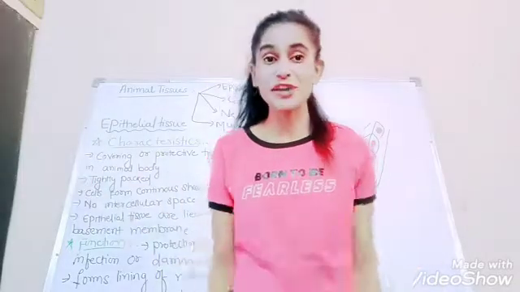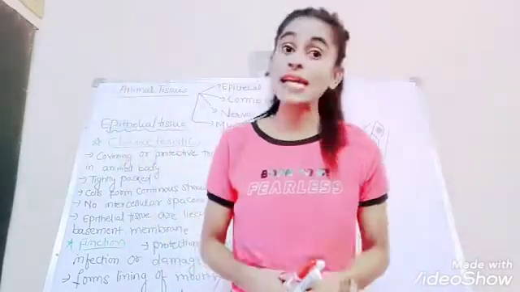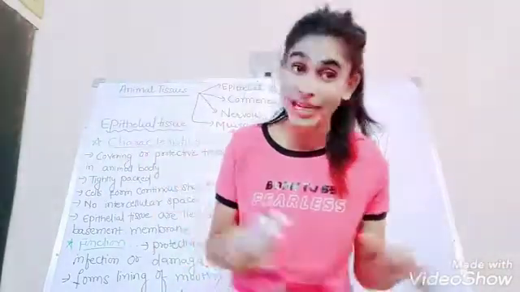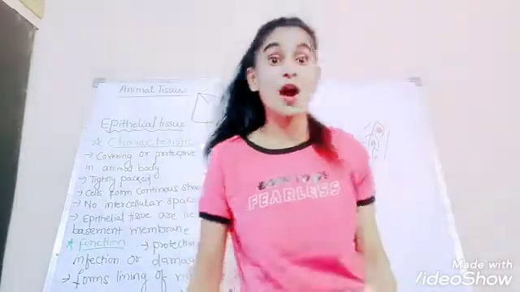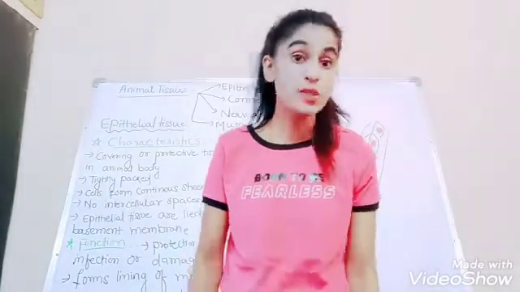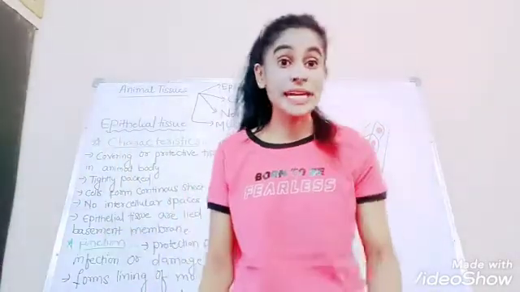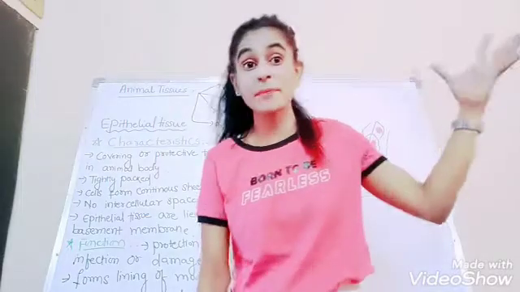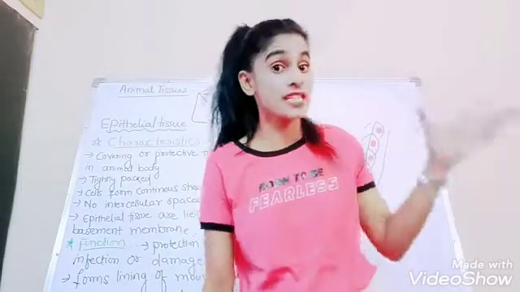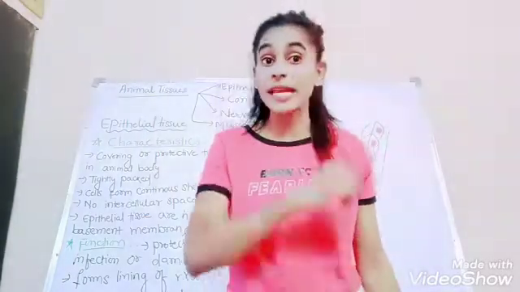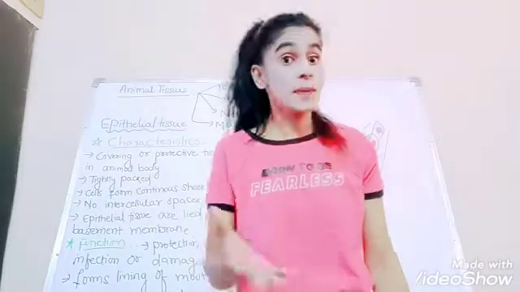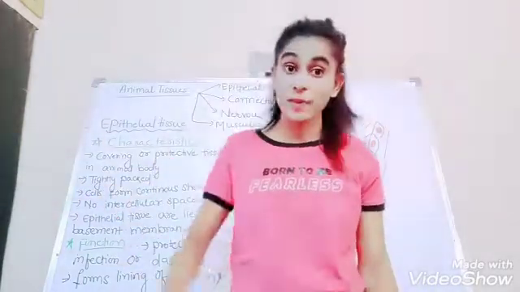Back to another session of tissues. So guys, we have already completed plant tissues. We started from meristematic tissues and permanent tissue. In meristematic tissue we studied the apical meristem, the lateral meristem and the intercalary meristem. Then we read about the permanent tissue, simple permanent tissues and complex permanent tissues.